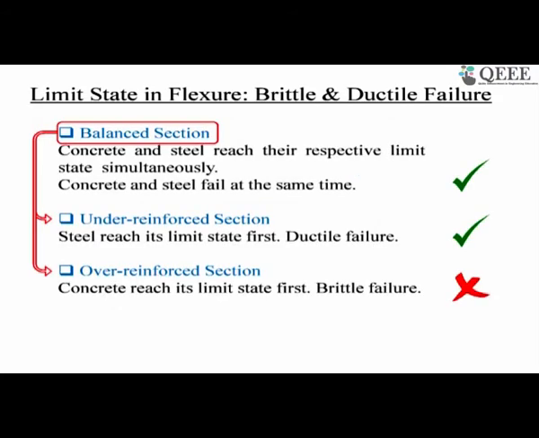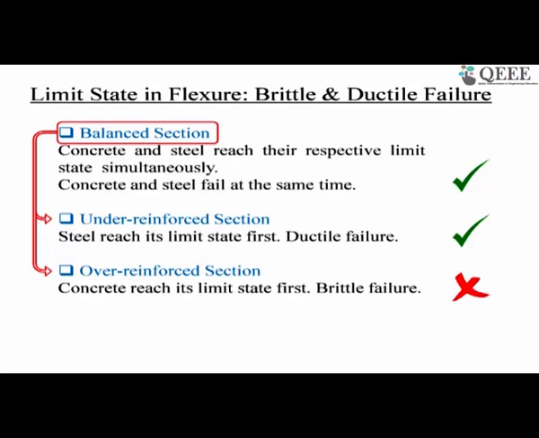Okay, now this is the last slide for today, and after that we have some interaction session, and you can address your questions as well. So we have seen there are two different kinds of failure. One is brittle and one is ductile failure. Brittle failure is when concrete reaches its limit state first before steel, and the ductile failure occurs when steel reaches its limit state first before concrete.